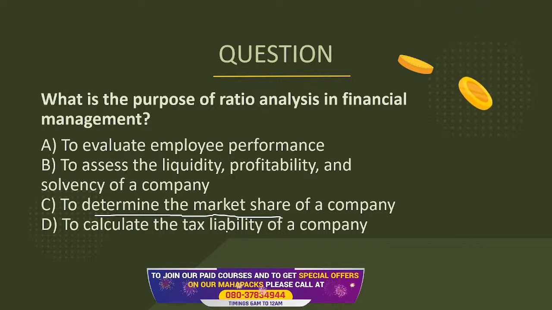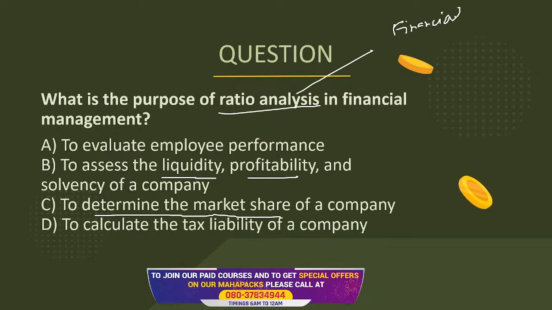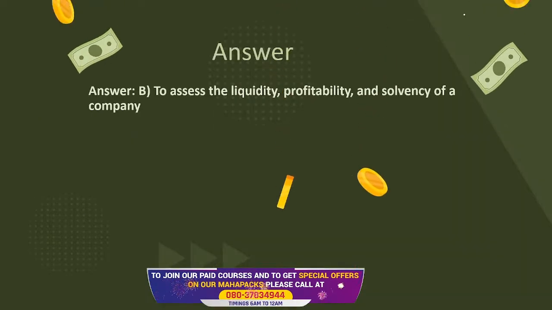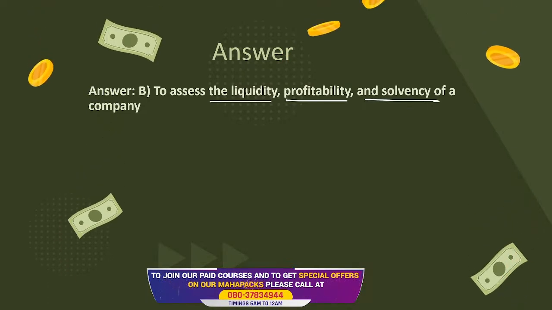What is the purpose of ratio analysis? Ratio analysis is just to find out the analysis of the organization. But this is actually a very strong tool of financial analysis. Under financial analysis, we have comparative and common size statements, we have trend series, we have ratio analysis, and even CFS, cash flow statement, is also part of this. So in this case, it is done to assess the liquidity, profitability, as well as solvency of a company.